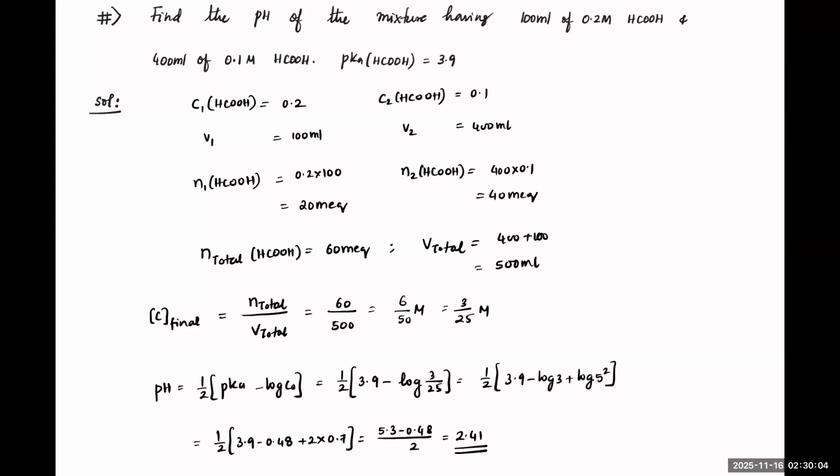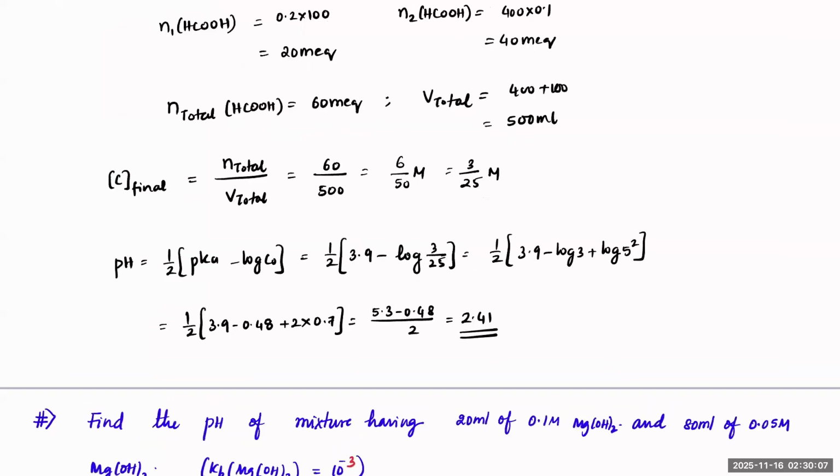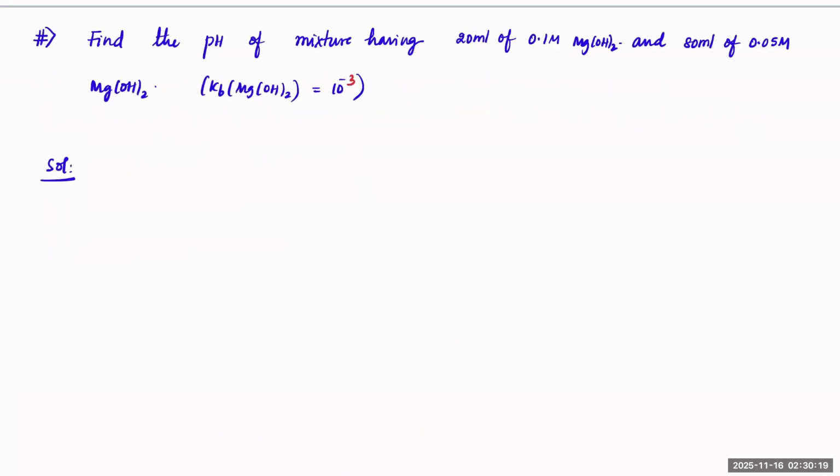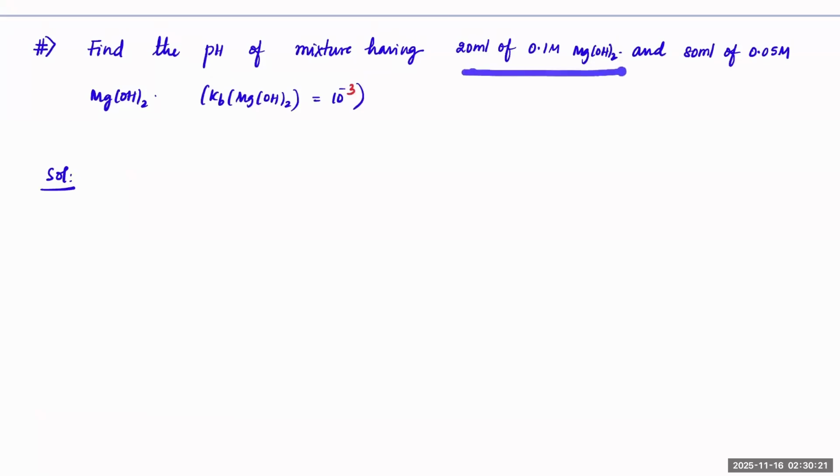I hope all of you understood this case, how to find the pH of any solution. Okay, right. On similar lines, let's do the second one together. Everybody, check out. Calculate the pH of the mixture having 20 ml of 0.1 molar MgOH twice and 80 ml of 0.05 molar MgOH twice. Logic is the same here.